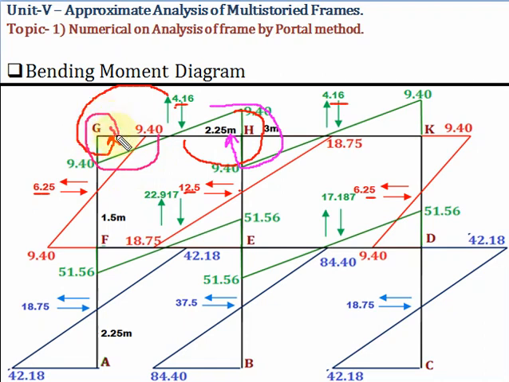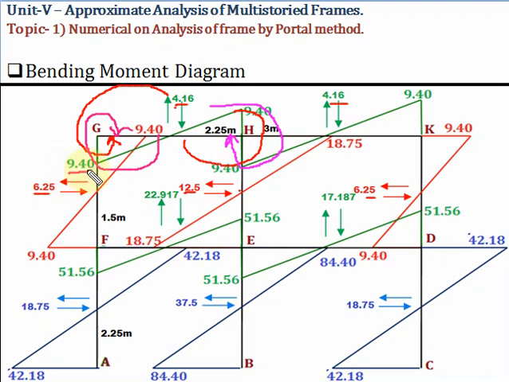Okay. So here if you see the bending moment diagram, here it is upward and here it is downward. So this is the reason why here it is upward and why here it is downward. Okay. Now here what is the value now? The value is 9.4.